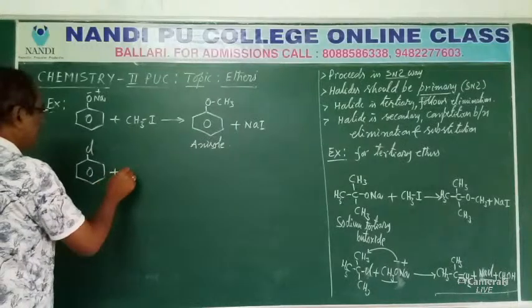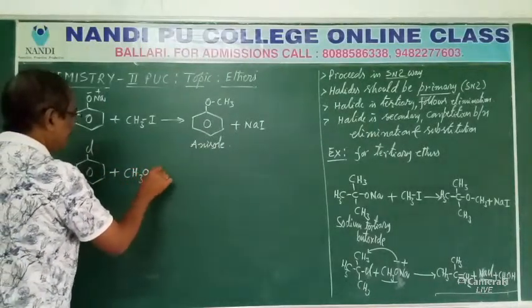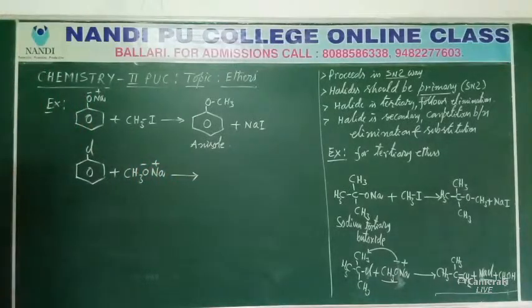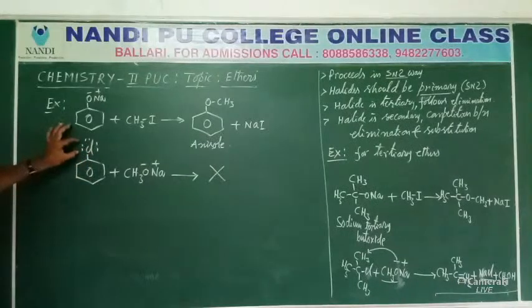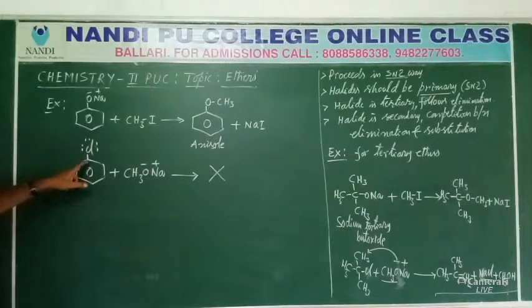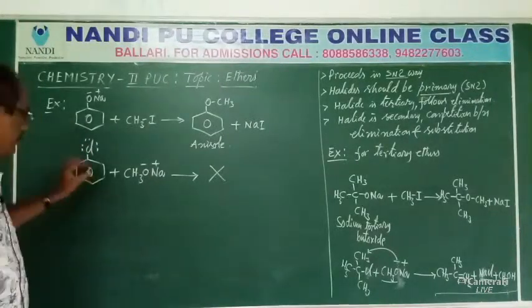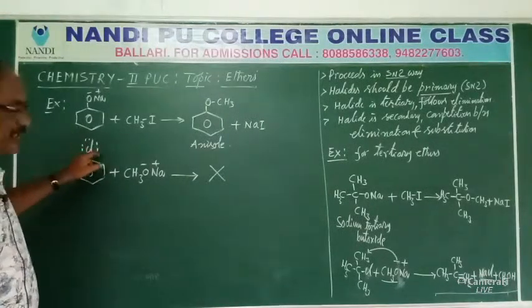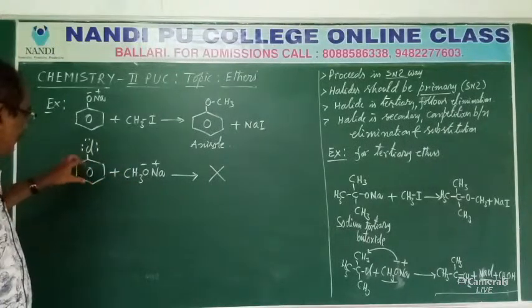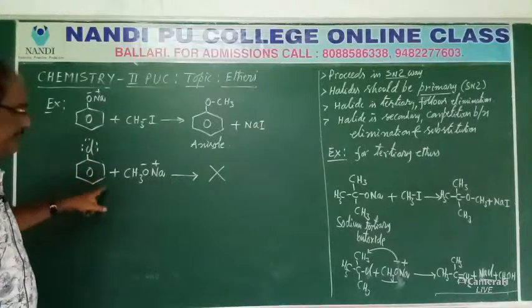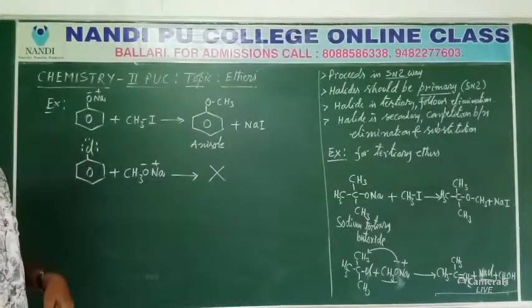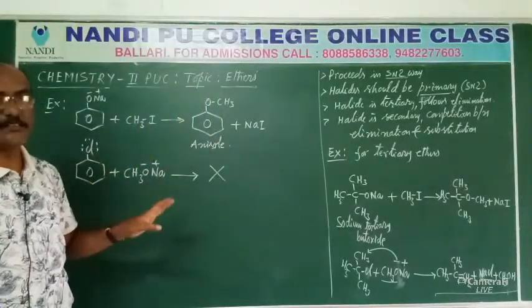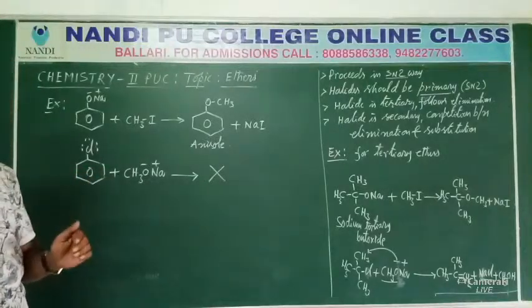If I take the reverse, with this alkyl halide and this alkoxide, CH3O minus Na plus, this reaction we cannot get. Why? Because here in the halobenzene, the lone pair of the halogen atom is in conjugation with the benzene ring, so the C-Cl bond gets double bond character. Cleavage of this bond is difficult. So whenever you take chlorobenzene or bromobenzene with alkoxide, you won't get ethers. Whenever you want to get phenyl alkyl ethers, phenoxide ion should be taken.